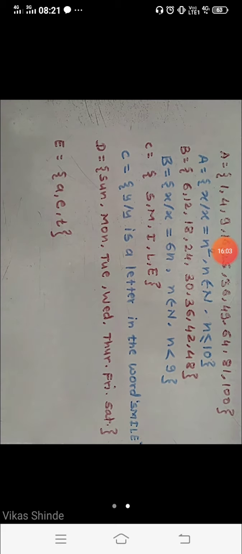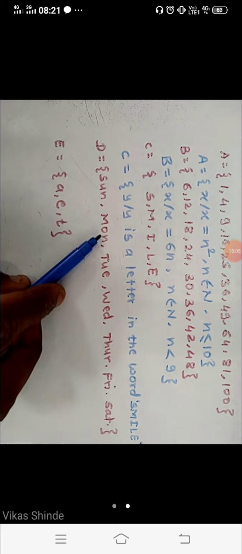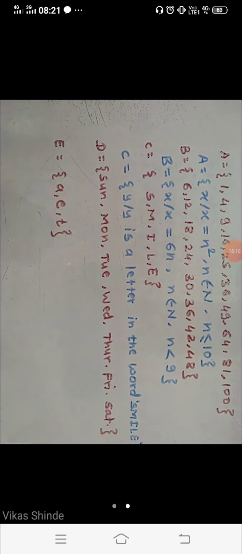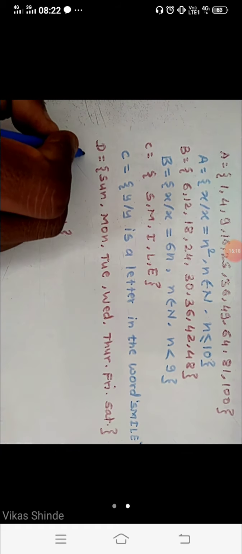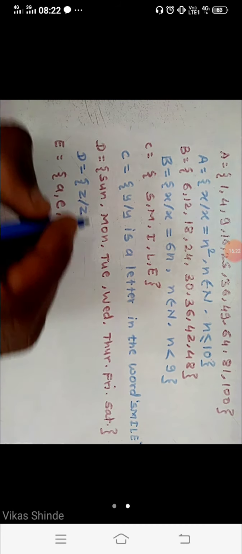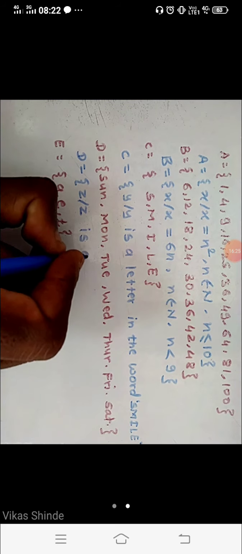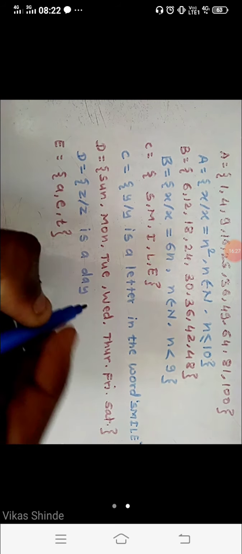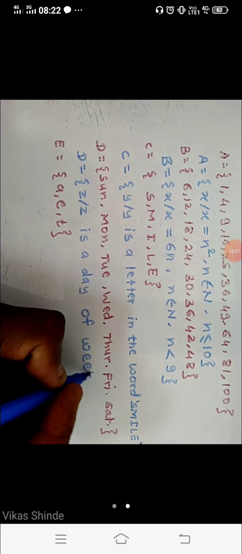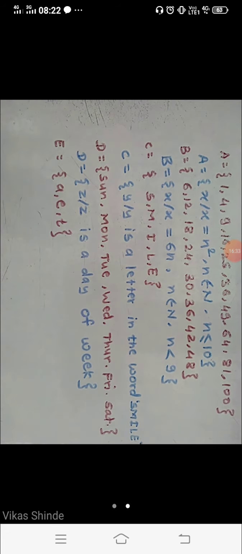Now student, look here, the next question here: Sunday, Monday, Tuesday, Wednesday, Thursday, Friday and Saturday here. If you look carefully, these are the days of a week here. So we have to write here D is equal to, inside a curly bracket, suppose if you use Z letter, Z such that Z is a day of week, is a day of week here.